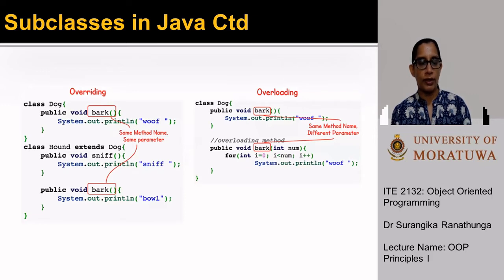So on the left-hand side, when we have the same method signature in the superclass and subclass, we call it overriding. In overloading, within the same class, we have two methods with the same name but different signatures.